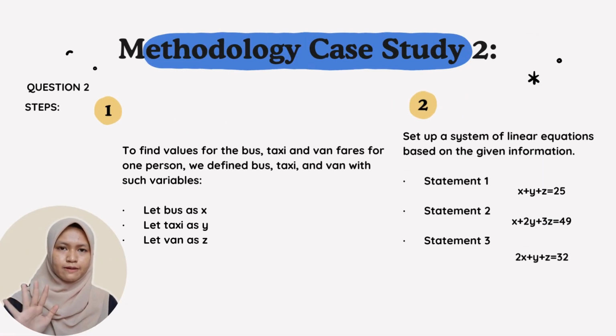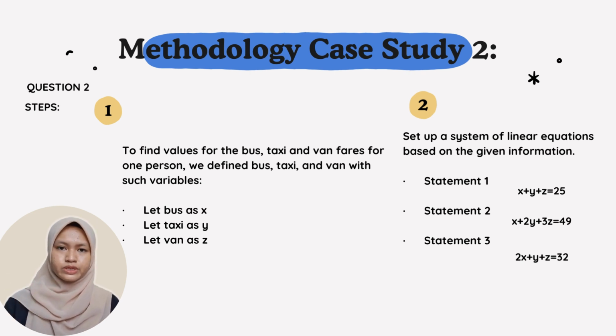There are 5 steps in this question. First, to find values for the bus, taxi, and van fares for one person, we define bus, taxi, and van with variables. First, let bus be x. Second, let taxi be y, and then let van be z.